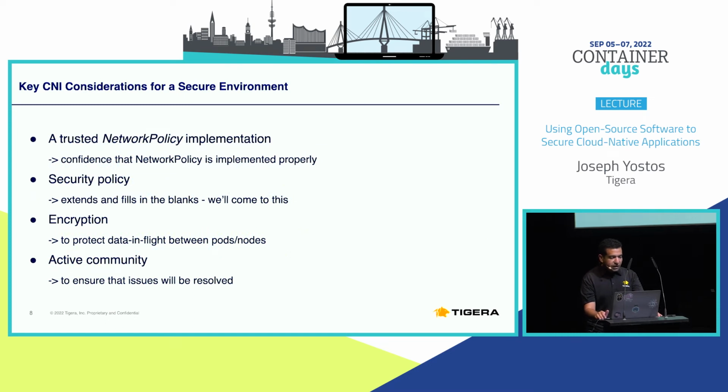So the first one is that you have a trusted network policy implementation. I haven't really spoken about network policy, but I'll talk more in a moment about it. It's the network filtering technology that Kubernetes mandates that the CNI can choose to implement. And I'm saying choose to implement because it's very important to understand that not all the CNIs implement network policy. So Kubernetes has this concept of network policy, but not all CNIs implement it.